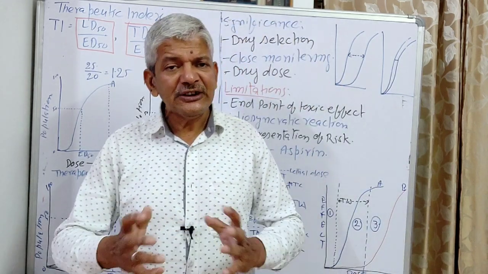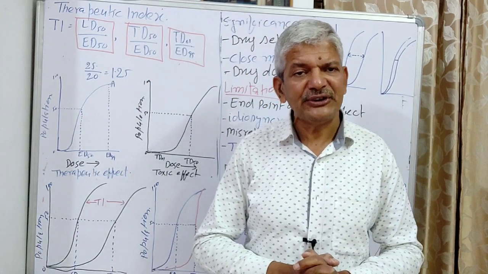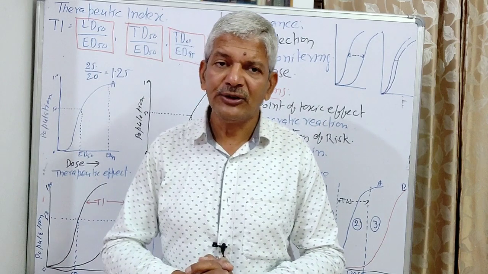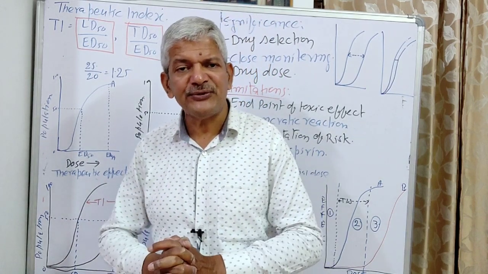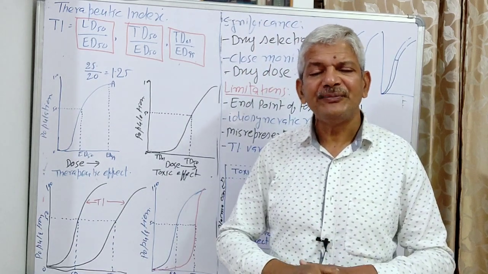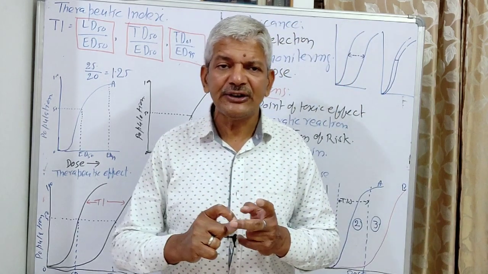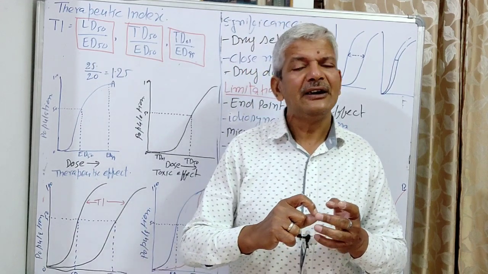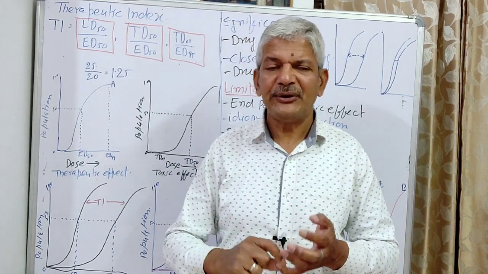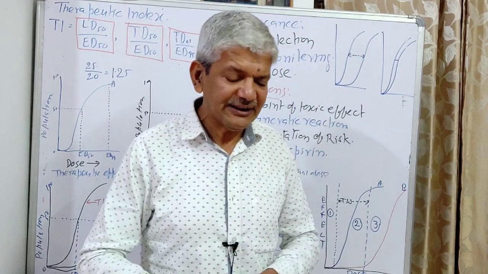The dose of a drug that cannot produce a therapeutic effect is called the subtherapeutic dose. The dose that can produce a therapeutic effect is called the therapeutic dose. The dose that produces a toxic effect is called the toxic dose. And the dose that produces a lethal effect is called the lethal dose. The lethal dose always remains higher than the toxic dose. The toxic dose always remains higher than the therapeutic dose, and the therapeutic dose always remains higher than the subtherapeutic dose. This is a short explanation for the therapeutic index.